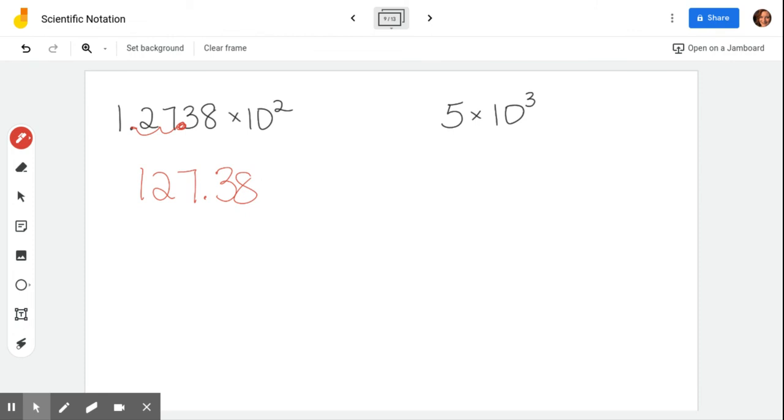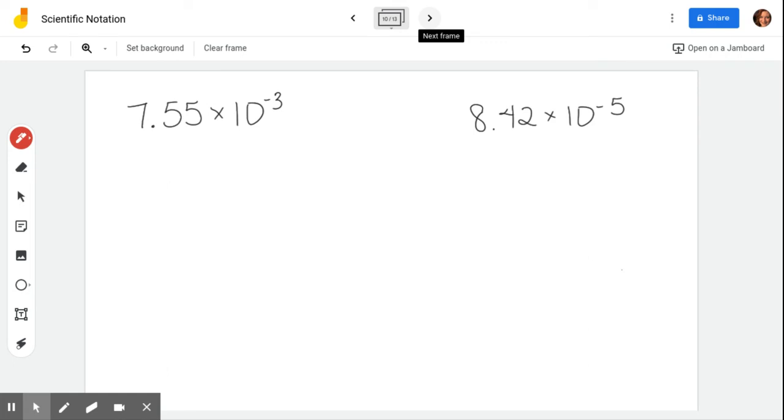5 times 10 to the third. Well, if I don't see the decimal, that means it was hiding at the end. 3 for my exponent means 3 to the right. 1, 2, 3, fill them in. So 5, 0, 0, 0. This was 5,000.